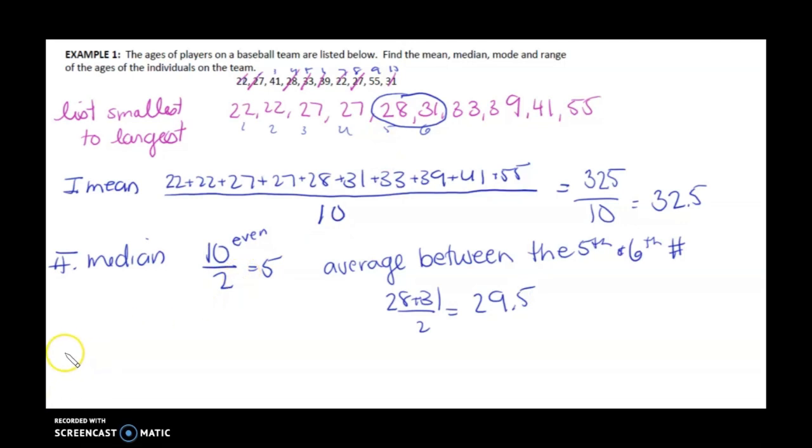Okay, so number 3, we're going to do the mode. The median, mode, and range are the easiest when these numbers are in order. Because now I can take a look at these numbers and ask which numbers are duplicated? Well, 22 is written twice, 27 is written twice, and that's it. So the mode is 22 and 27. We actually have 2 modes, so you just list them with a comma between them.